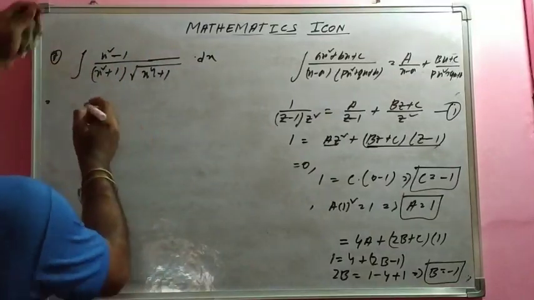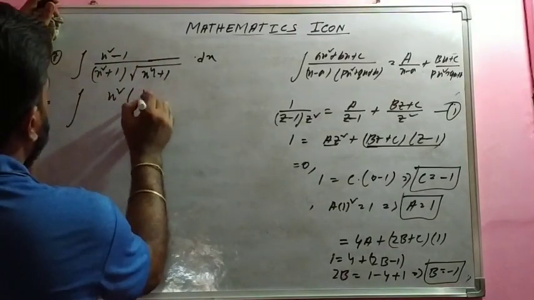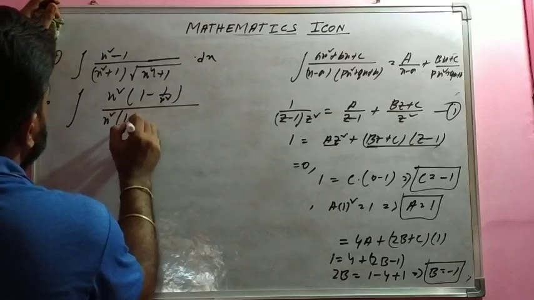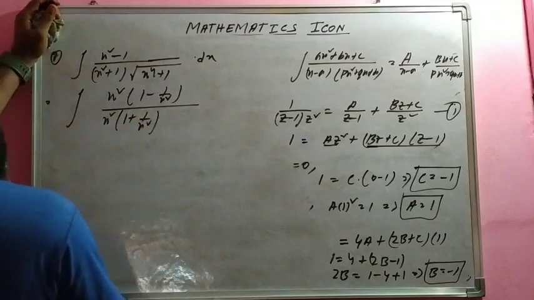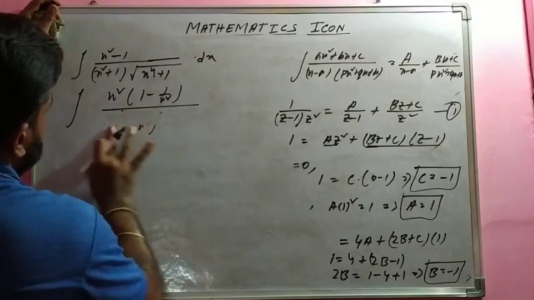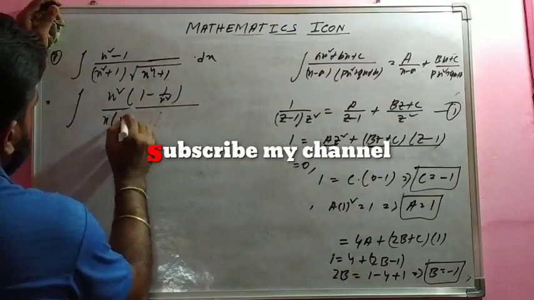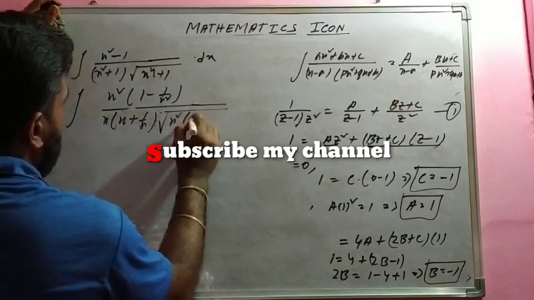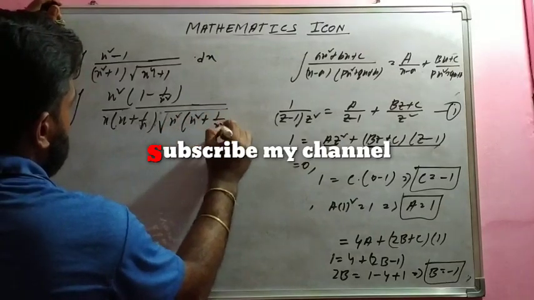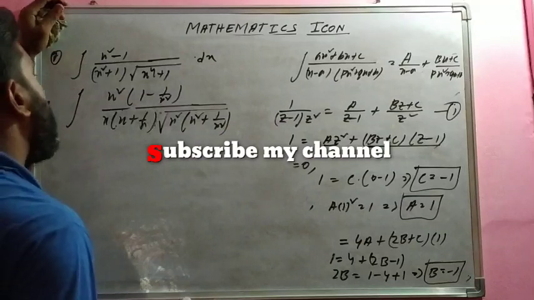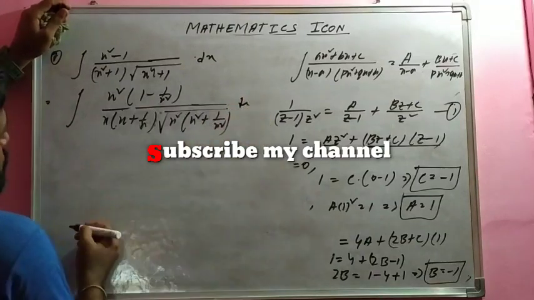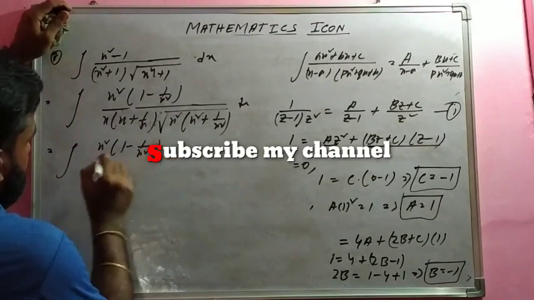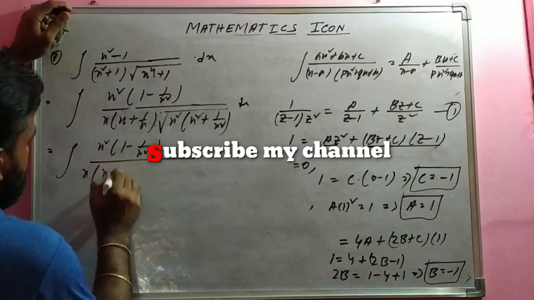Okay, so x square common, 1 minus 1 by x square. Here x square common, 1 plus 1 by x square. Now here x will be common, x plus 1 by x. Yes, and in the root x square common, x square plus 1 by x square, dx. So x square 1 minus 1 by x square, x common, x plus 1 by x.